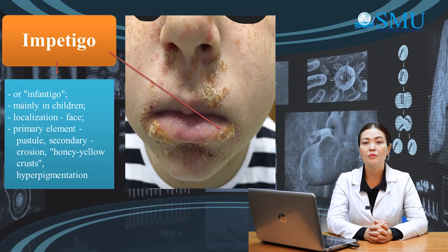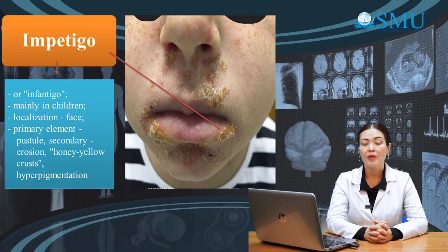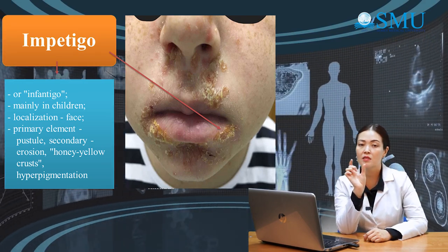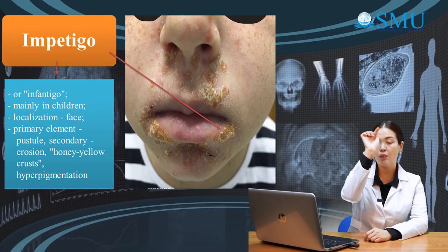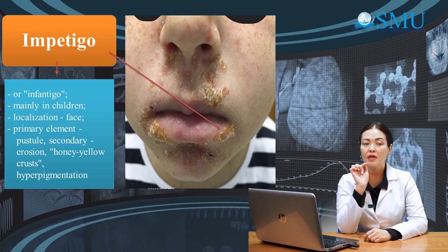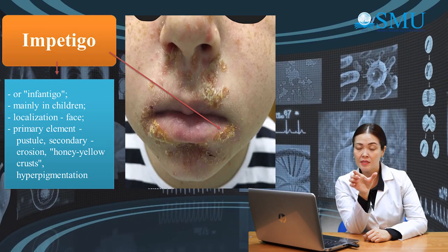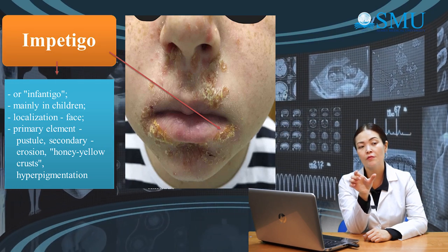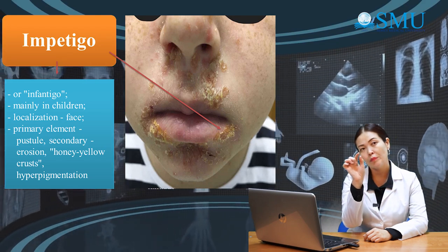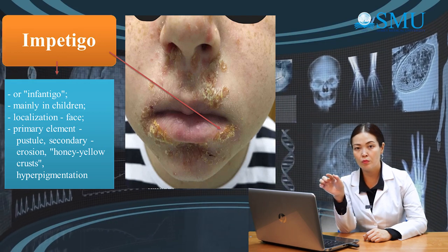Flicten is also some type of pustula. A pustula is a lesion with small sizes, less than 1 centimeter, elevated under the skin. Flictena has big sizes. This pustula can have peripheral growth, and it will not be so elevated under the skin. It will be a more superficial pustula.